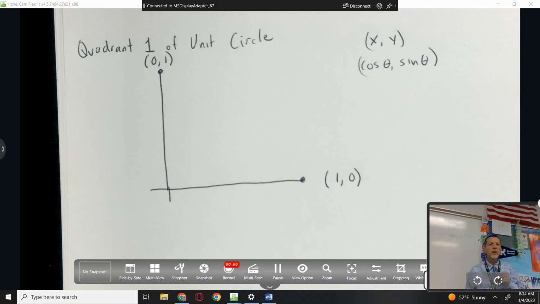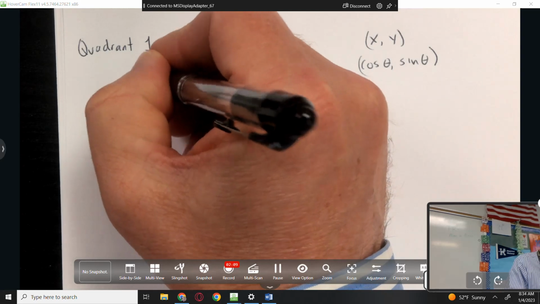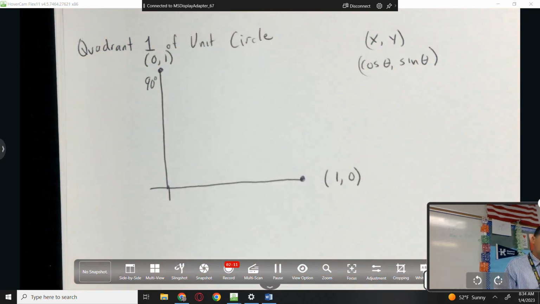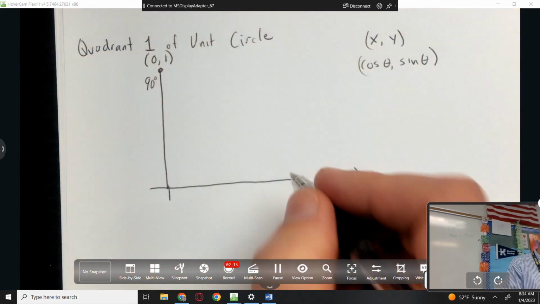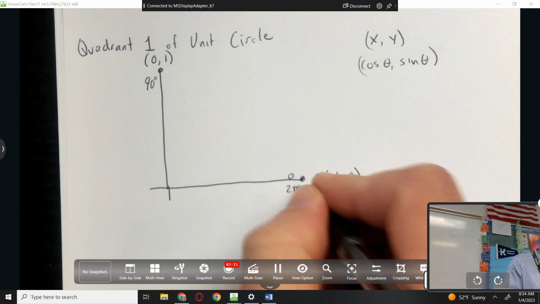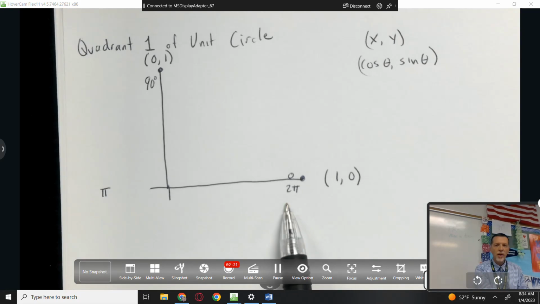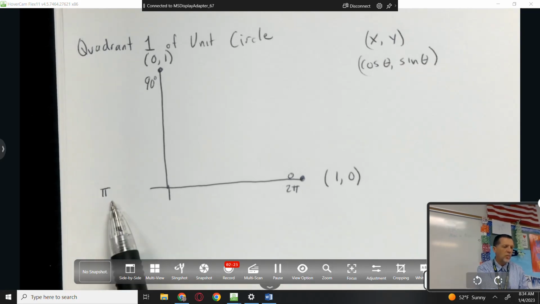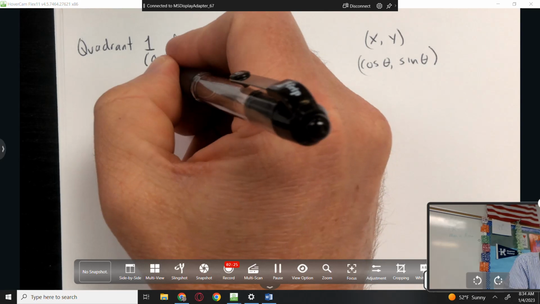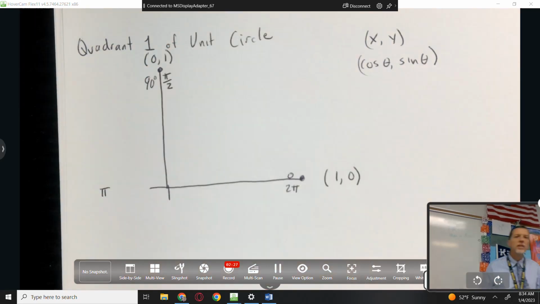I say up here. What angle is that up there? 90. And what is that angle in radians? Yep, because maybe it helps to put all of them on there. 0, and then all the way around is 2 pi. So halfway around is pi, and then half of that is pi over 2. So you kind of have to back up to get to pi over 2.